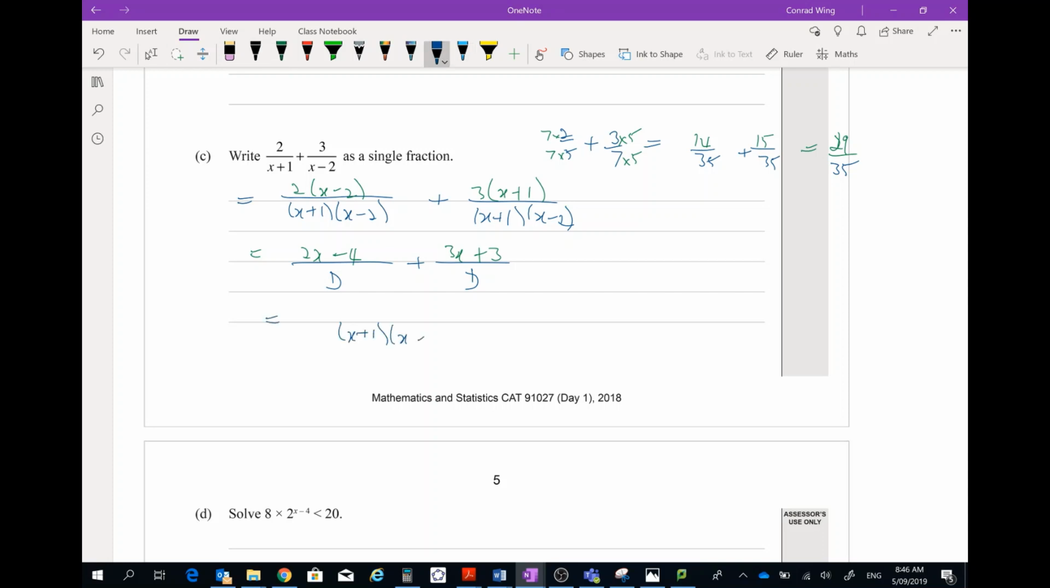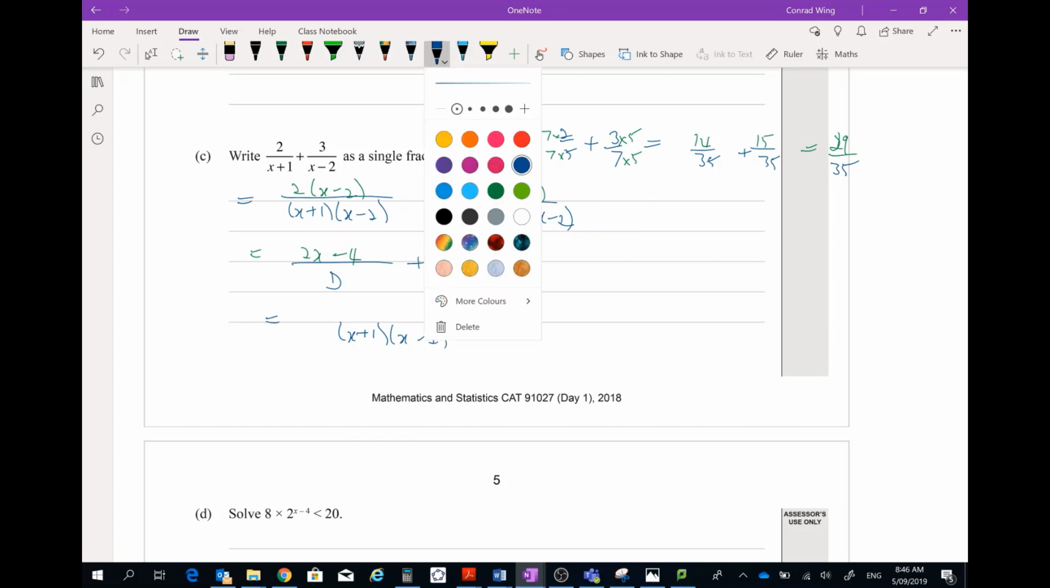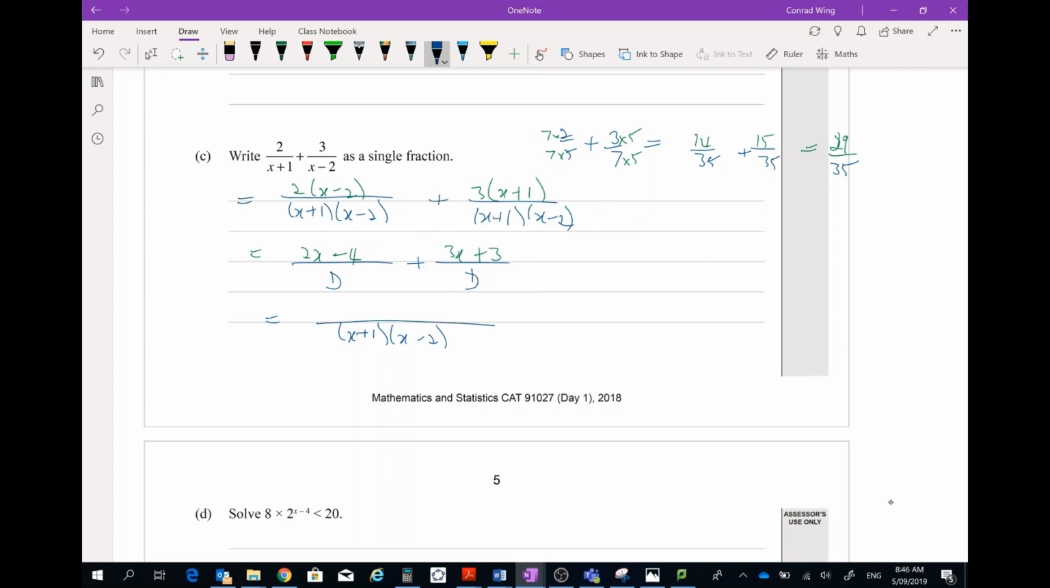So do this for me. 2x plus 3x, how many x's is that altogether? You're not multiplying them. So this is 5x. Negative 4 plus 1 is, take away 3. Can I simplify that any further? No.